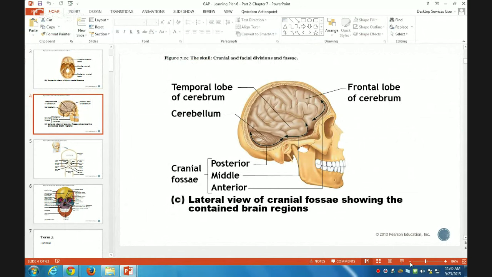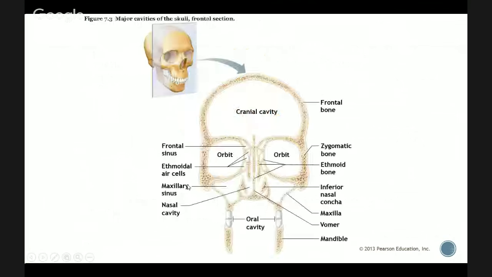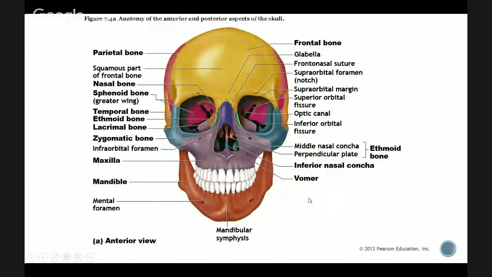Obviously, no surprise, the brain is located in the cranium. So what we're going to see now is multiple views of the skull. What's nice about what the book does is the book will color code these, so they're always going to be the same color no matter how you turn the skull. So you're going to always see that the bones maintain that color.